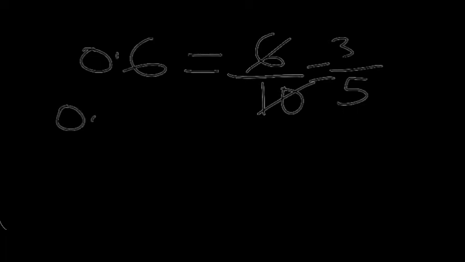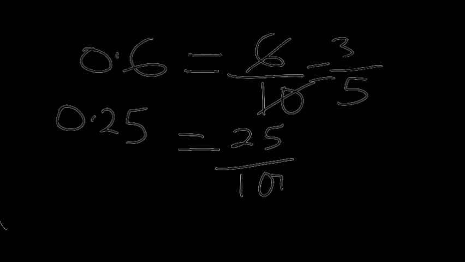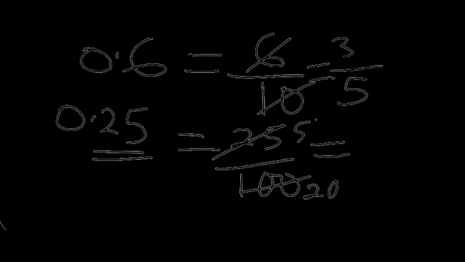Assuming you have 0.25, what do you think it will be? Yes, it's going to be 25 over 100. Why? Because we have 2 digits after the decimal point, so it's going to be 100. If you have 3 digits, it's going to be 1,000, 4 digits, 10,000, and it goes on and on. So reduce this: 5 here 5, 5 here 20, 5 here 1, 5 here 4. So we have our answer as 1 over 4.